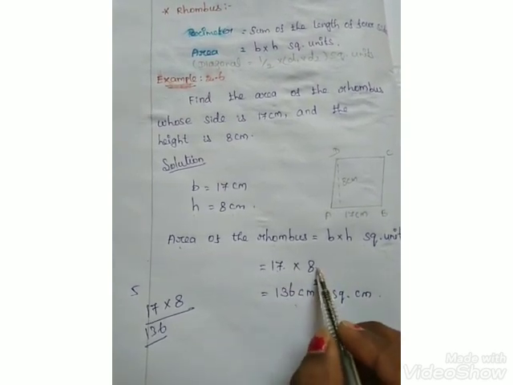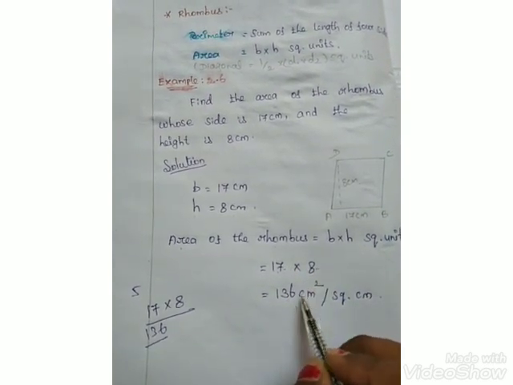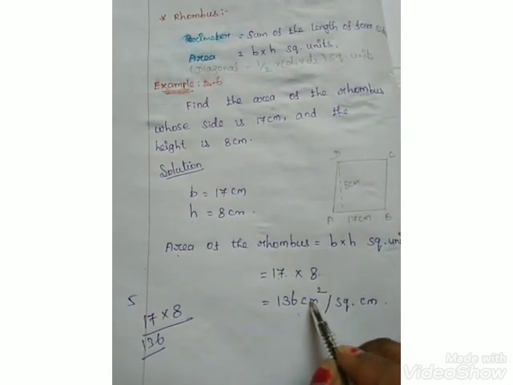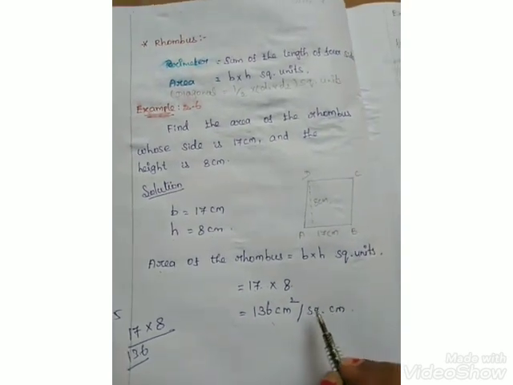Here centimeter, here also centimeter. So centimeter into centimeter, centimeter square or square centimeter. Both are equal, centimeter square or square centimeter. Do you understand?